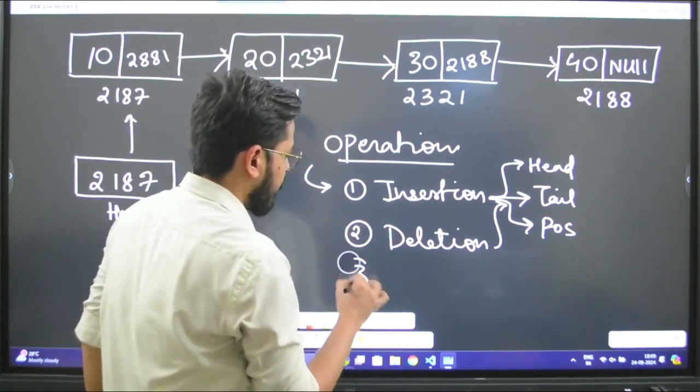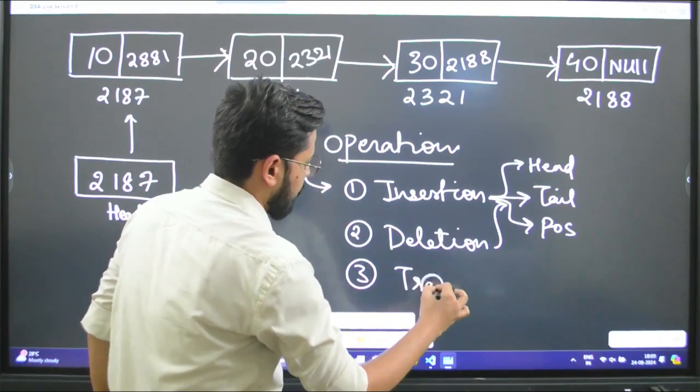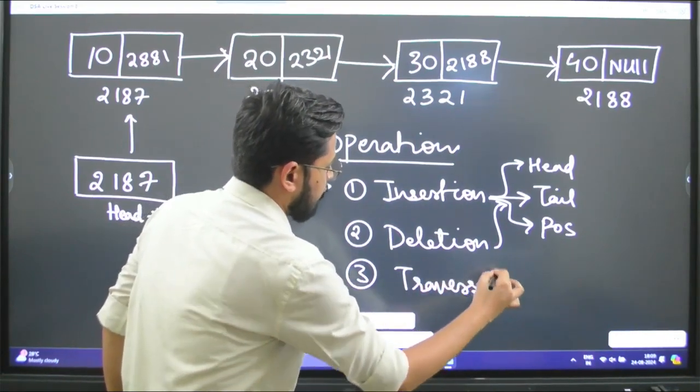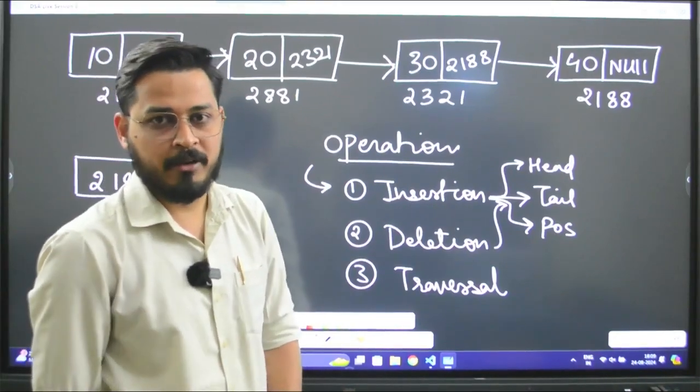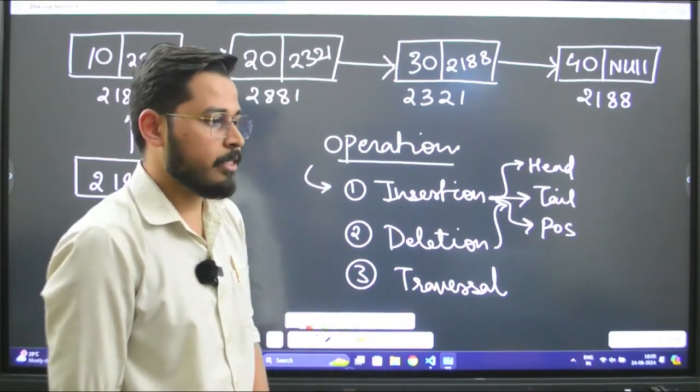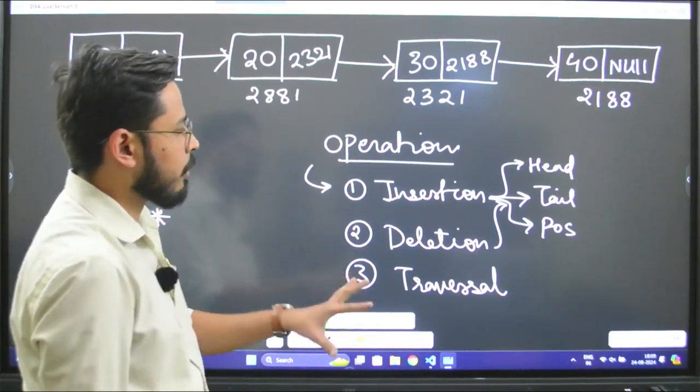And the third one that we are talking about is traversal. Traversal happens in all the operations, and it's a common operation, so we will be talking about that as well. Now this is what your linked list would look like.